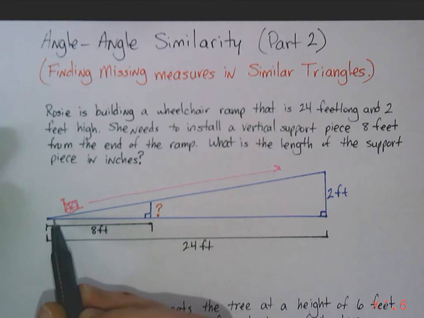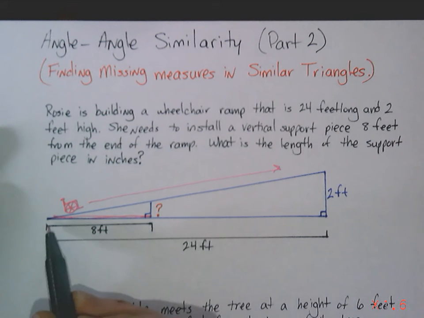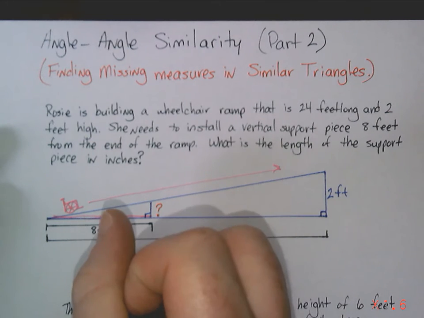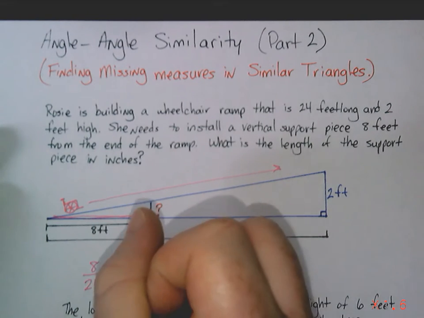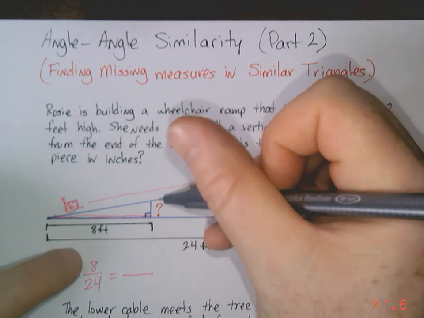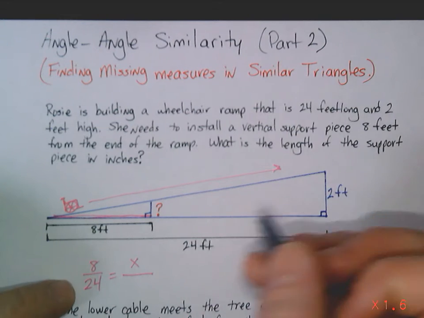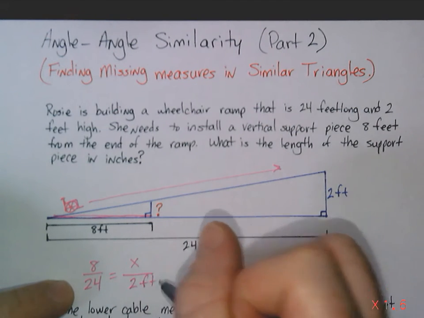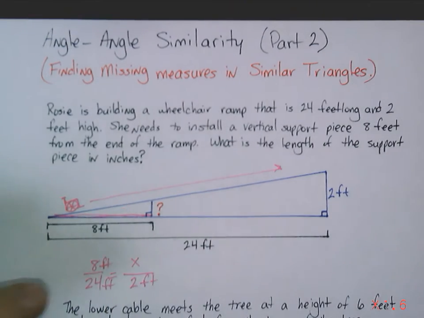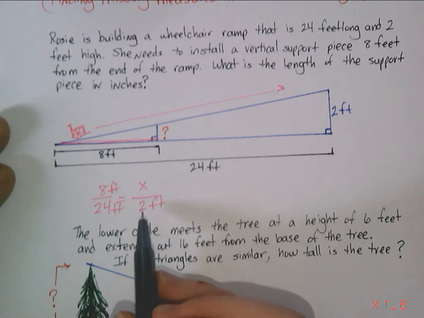If you think about it, this length here, the base of this triangle, is compared to the overall length of the bigger triangle that's inside. So you want to set 8 over 24 equal to this, which we don't know what that is. Let's just call that x for now, over 2 feet. Again, this is all in feet, so you don't have to write down the feet, but I'll go ahead and write that down. All right, so let's cross multiply and solve.